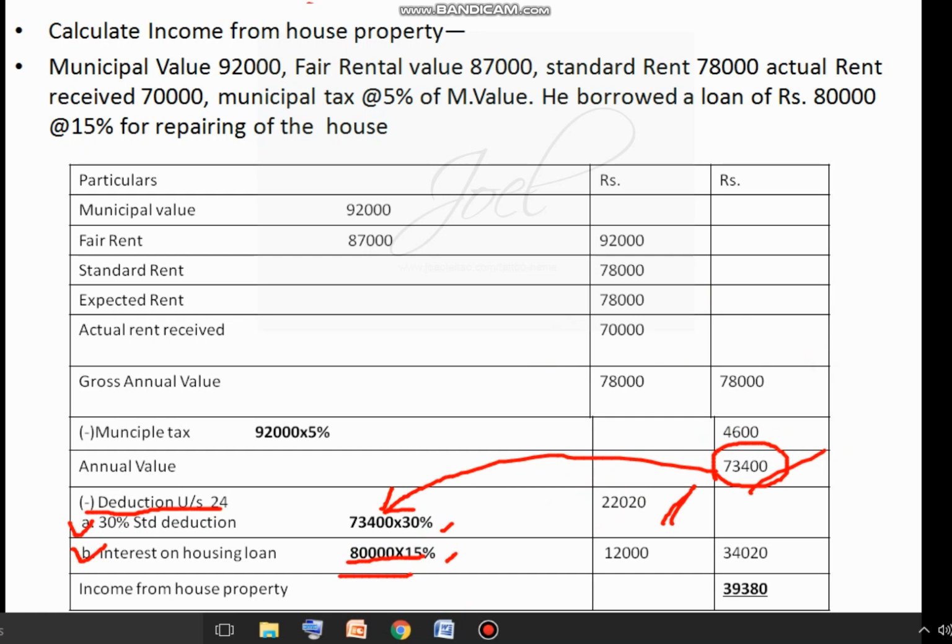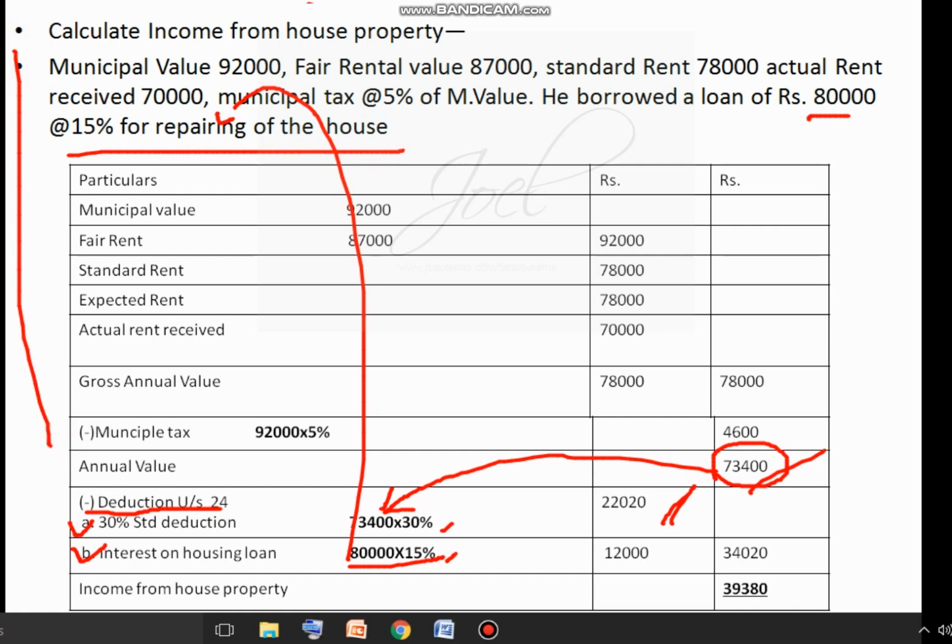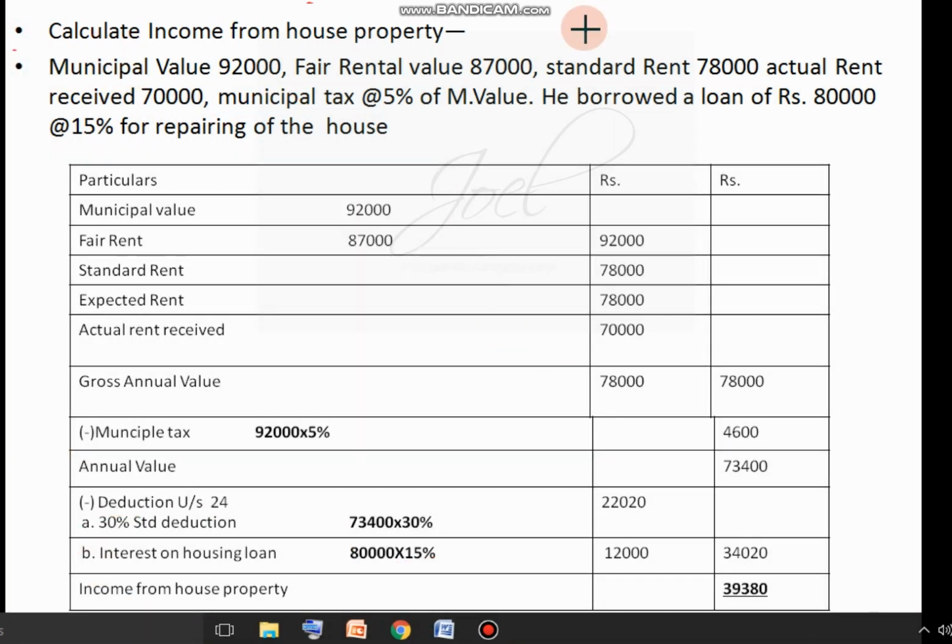Then interest on housing loan, where we have given this information in the problem. This information is already available in the problem. That is, see here, for the repairing purpose some information is given. Loan is borrowed at 15%. So 80,000 into 15% you have to calculate. You will get 12,000 as the amount. That amount you have calculated and it is to be written in the other column.